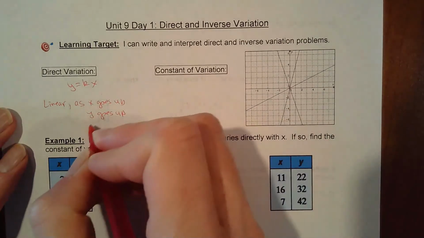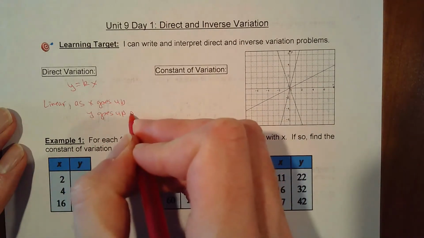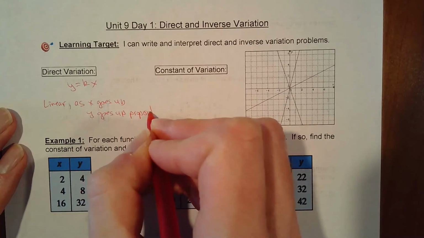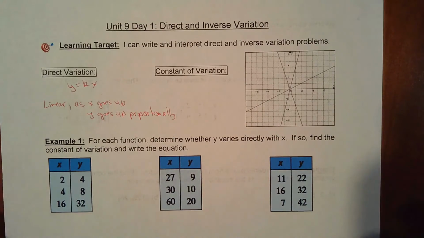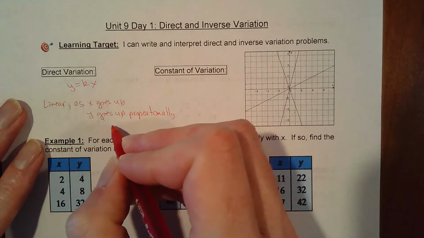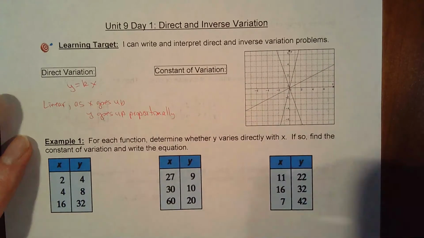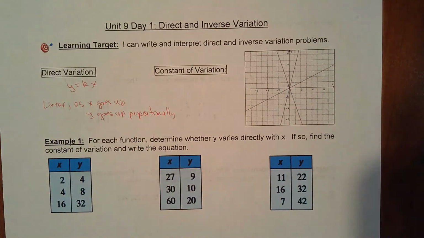But we say this proportionally. So as x goes up, y goes up proportionally, which basically has to do with fractions. If one fraction equals another fraction, fractions being rational, that's why it's in this unit.